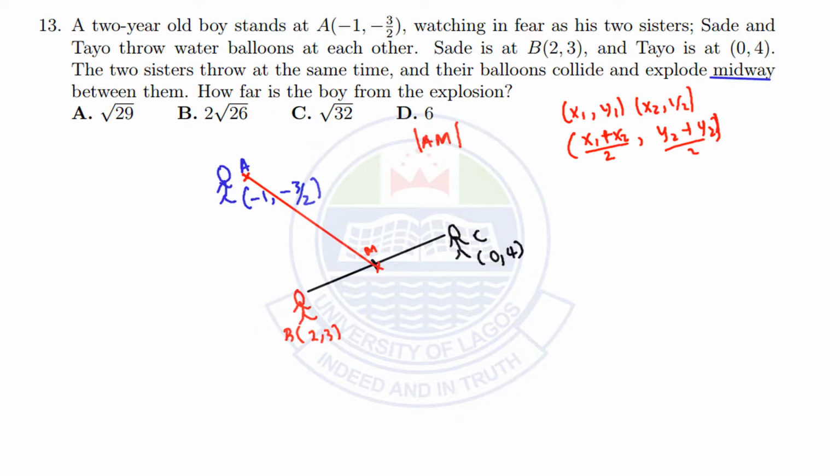The coordinate of this midpoint is given as 0 plus 2, that's 2. Then 2 divided by 2 is 1, comma 4 plus 3 is 7. Then 7 divided by 2 is 7 over 2. Let's just put it that way.